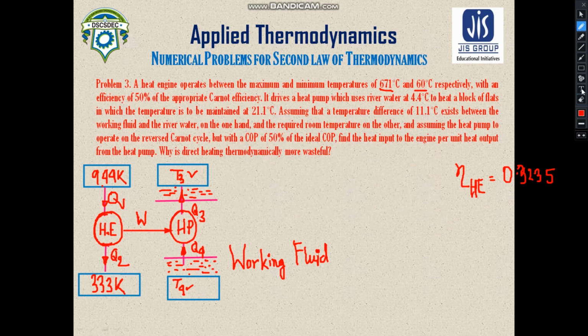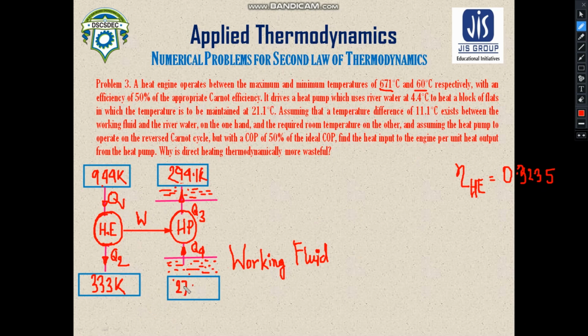Okay, now what happens here? It drives a heat pump which uses river water at 4.4 degrees Celsius to heat a block of flats in which the temperature is to be maintained at 21.1 degrees Celsius. Then this T3 would be this 21.1 degrees Celsius, right? So the temperature would become 294.1 Kelvin. Simple as that. Just a basic addition here.